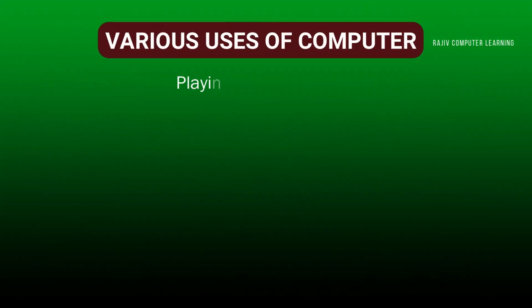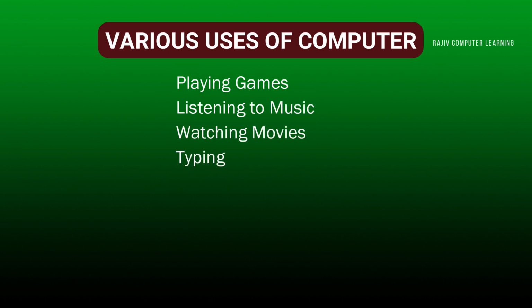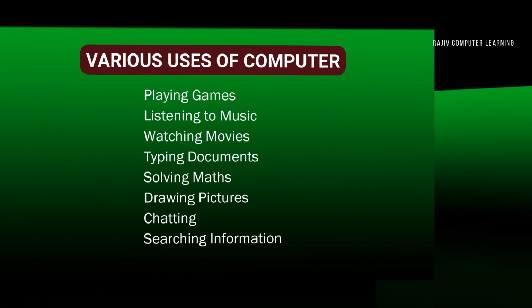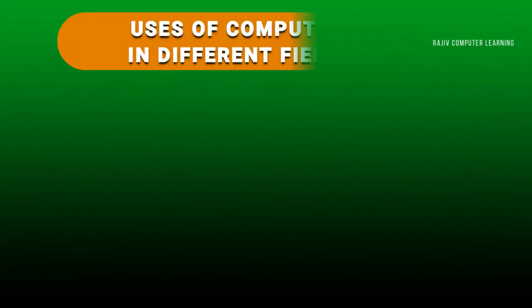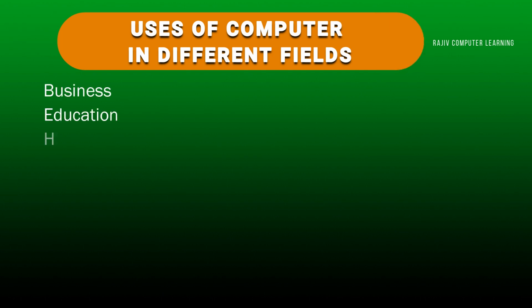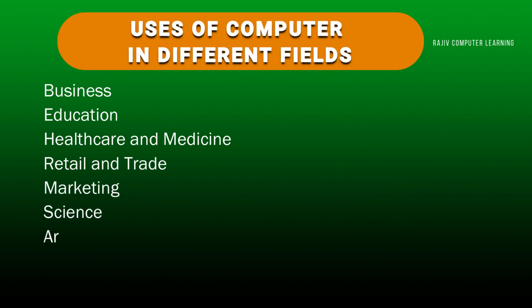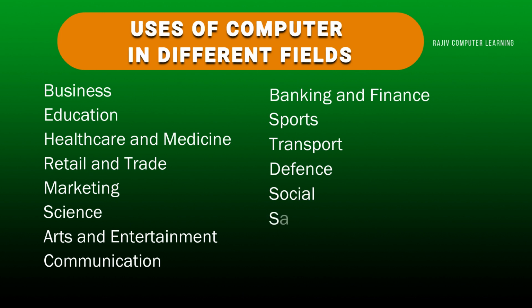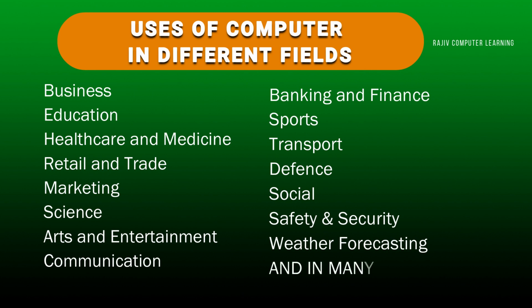Computers can be used for various purposes such as playing games, listening to music, watching movies, typing documents, solving sums, drawing pictures, chatting, searching information on the internet, etc. Uses of computer in different fields. Computers are now used in fields like business, education, healthcare and medicine, retail, trade, marketing, science, arts and entertainment, communication, banking and finance, sports, transport, defense, social, safety and security, weather forecasting, and in many other fields.